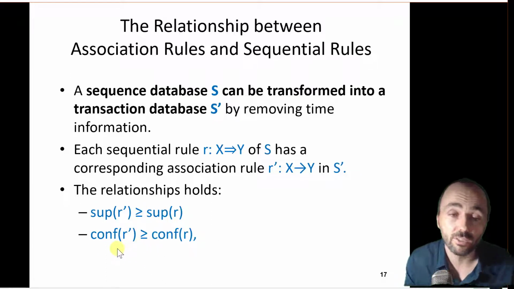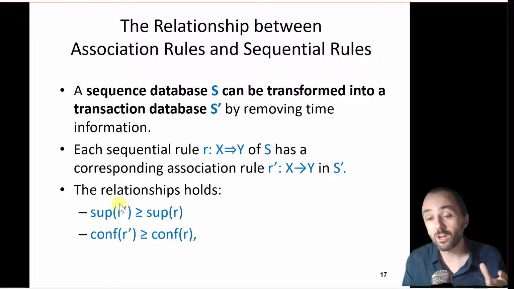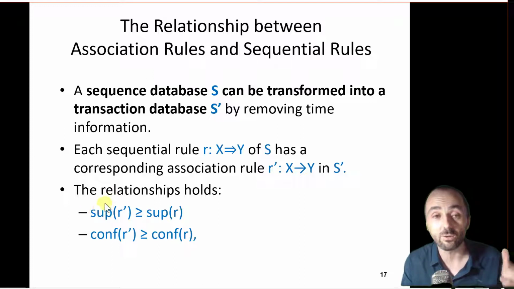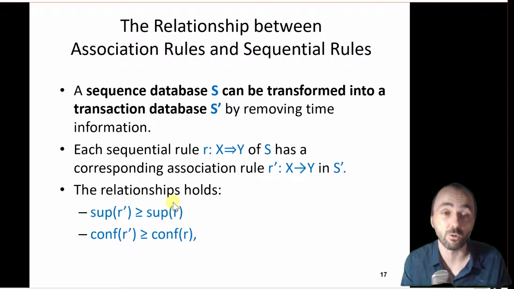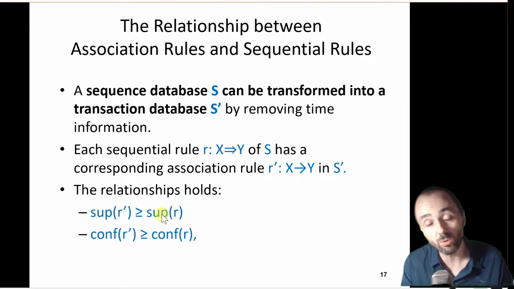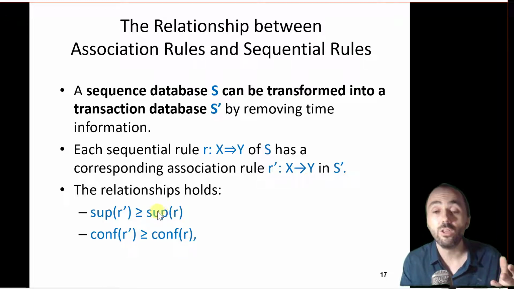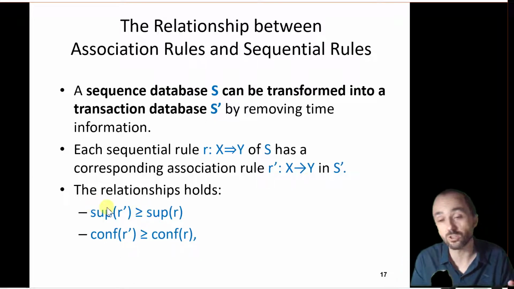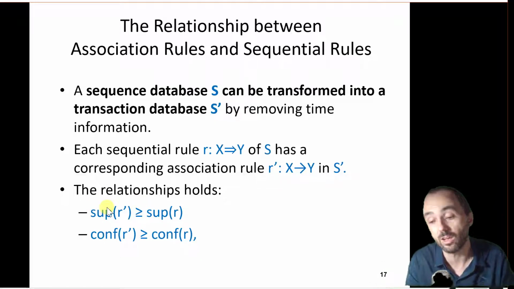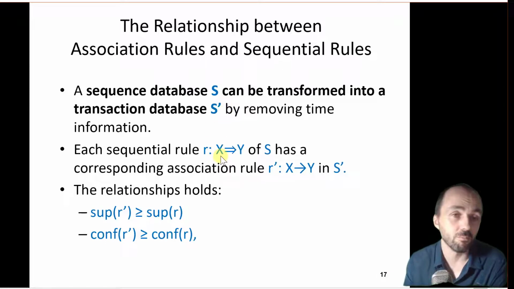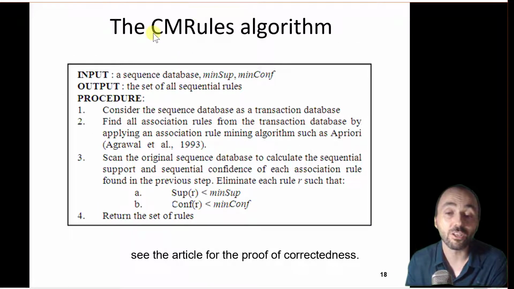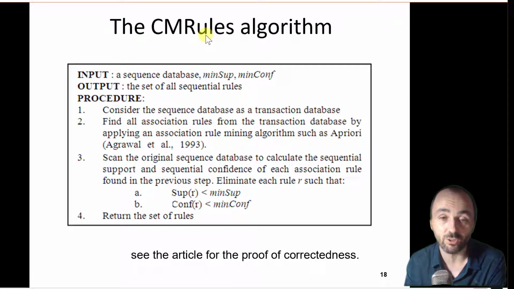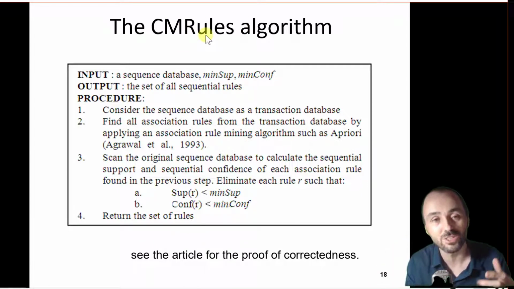The reason is that in association rule mining, we don't care about the order, so the support will be more than for the sequential rule. In a sequential rule, we have the order, so the sequential rule will always appear less often than the association rule, or at least the same number of times. Based on this, I will explain the CMRules algorithm. It is really simple. You will see with the example.